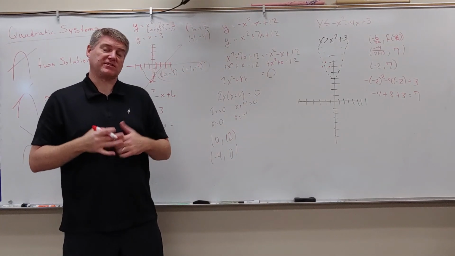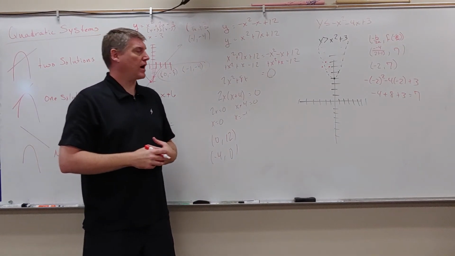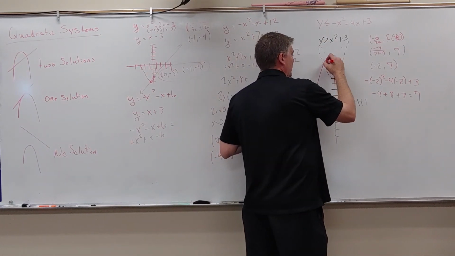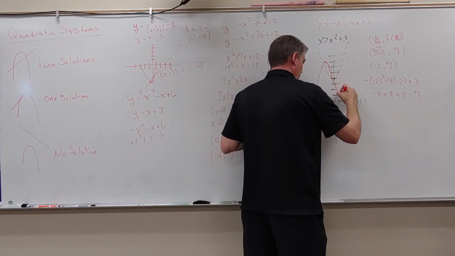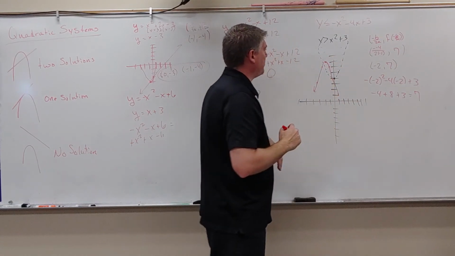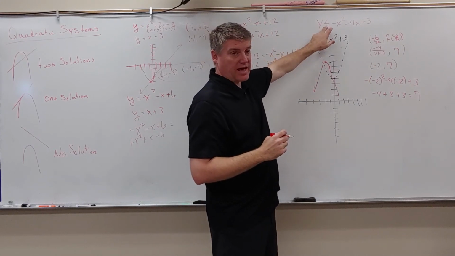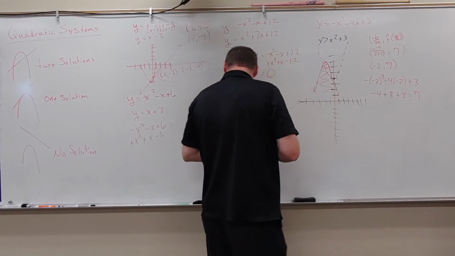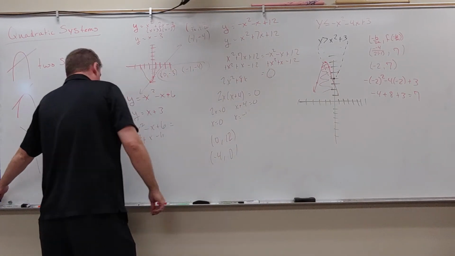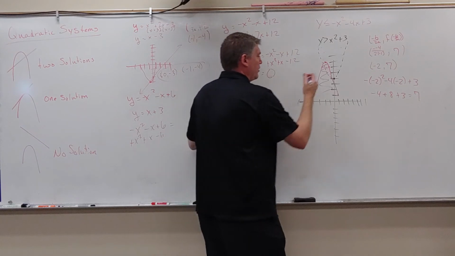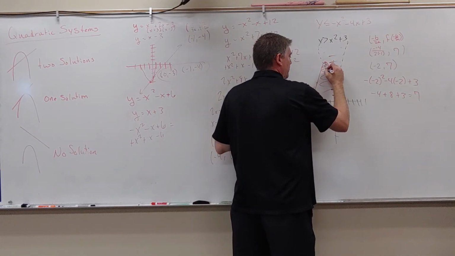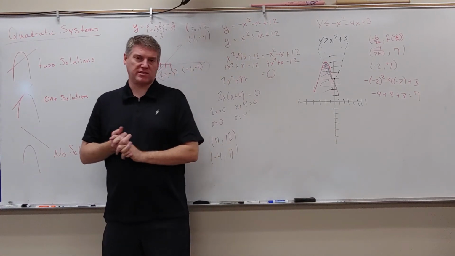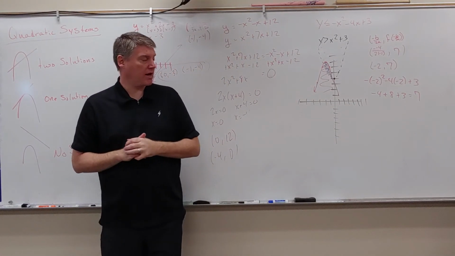Now I need to decide if it's a solid or a dashed boundary. It has an equal sign, so it's solid. Okay, so there's my piece. It says it's less than, so I'm going to shade in the bottom part. And then my common piece, I'm going to put it here in blue, is the piece that's between them. So that piece right there is my common piece in that system of inequalities.